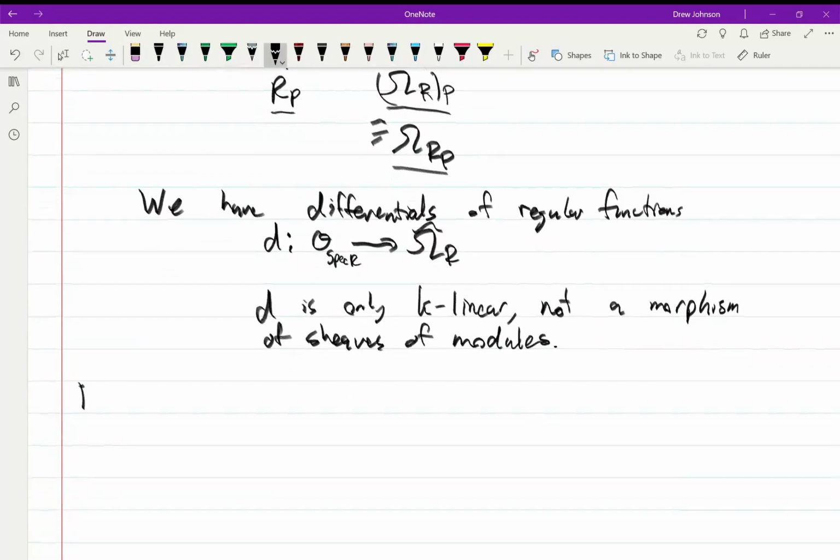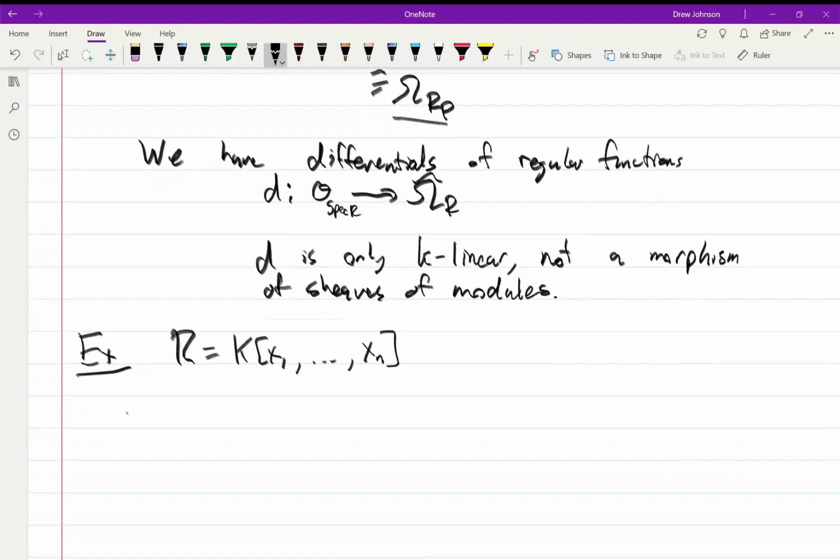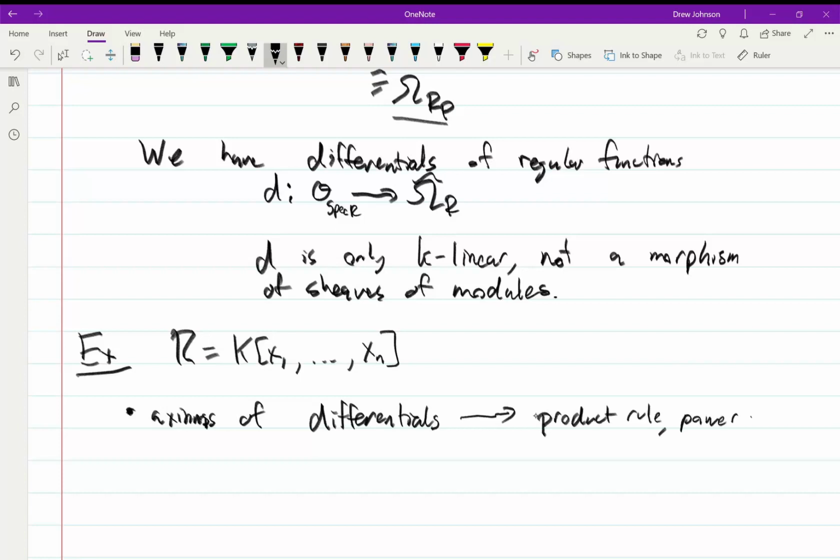All right, let's do an example. So let R be the K-algebra, just the polynomial ring in n variables. Okay, so the axioms of the differentials that we mentioned before give us basically all the familiar rules from calculus. So we get the product rule, power rule. I think that's all we need here.